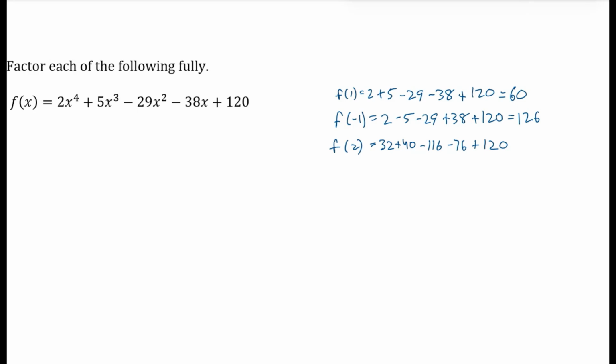Somebody do that on the calculator? Yeah. 272. That's not what I got. That's 0. I got 0. You must have got a sign out of place somewhere. I got 0.